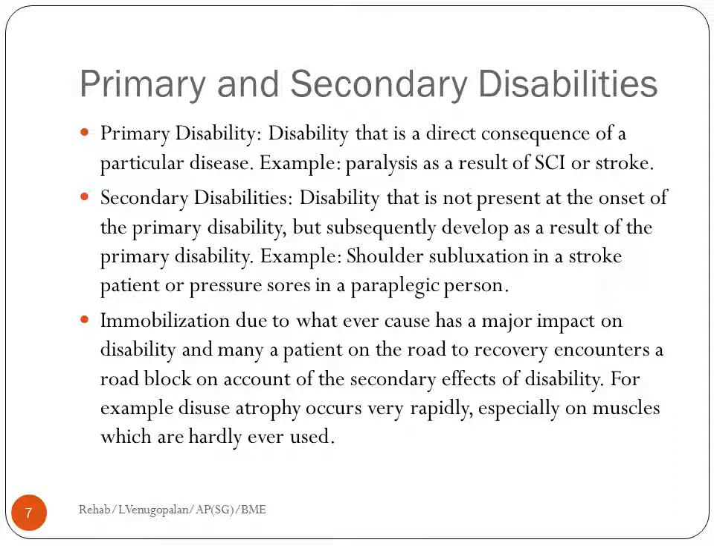Now, immobilization due to whatever cause has a major impact on the disability, and many patients encounter a lot of issues with the secondary effects of disability. Now, disuse atrophy of the muscle is one of the most commonly observed impacts of immobilization. The muscles atrophy very, very rapidly, and bringing back an atrophied muscle to health is an uphill task.